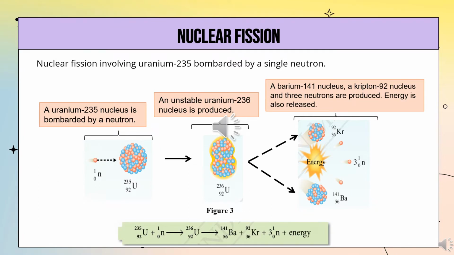Now, let's see the example of nuclear fission involving uranium-235. Uranium-235, which is the heavy nucleus, is bombarded by a neutron. The bombardment has caused the production of an unstable uranium-236 nucleus. The unstable uranium-236 becomes stable by splitting into two lighter nuclei, which are barium-141 nucleus and krypton-92 nucleus, and also produces three neutrons and a large amount of energy. This nuclear reaction can also be written in the form of an equation as shown below.